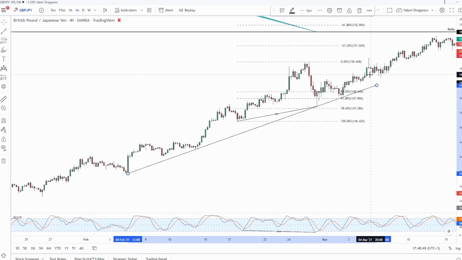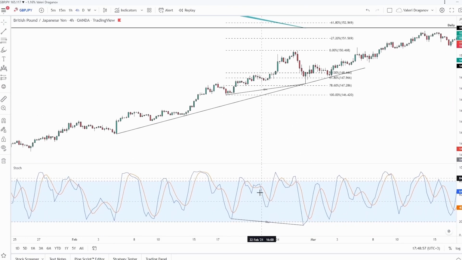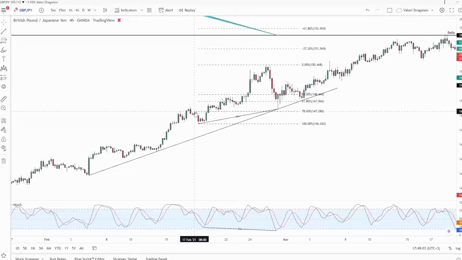So first we have divergence, we have a low, a higher low. On the stochastic, here we have a low, a lower low. Then we apply Fibonacci retracement because we have an impulse and a correction. And we can see that here the price almost reaches the 78.6, but it actually didn't, as we already said.